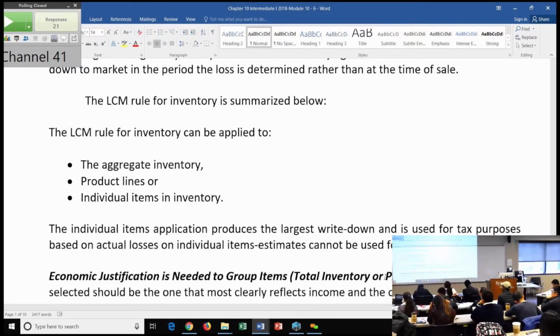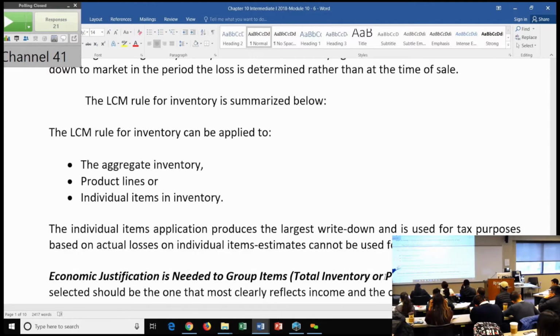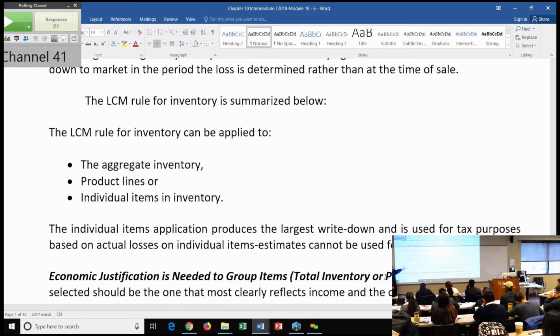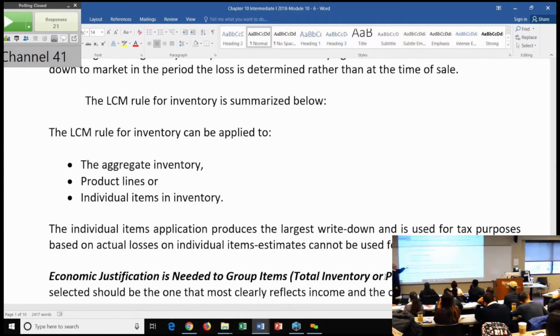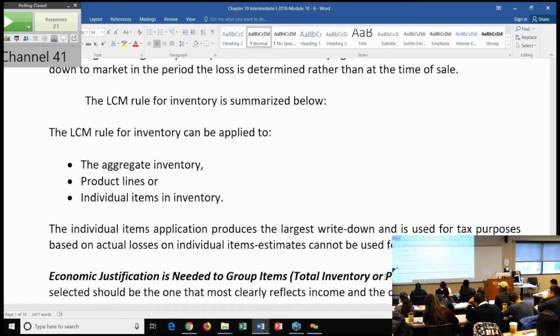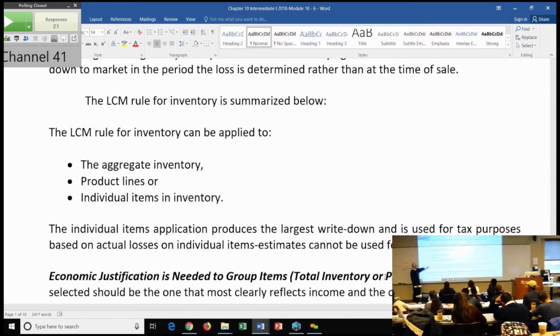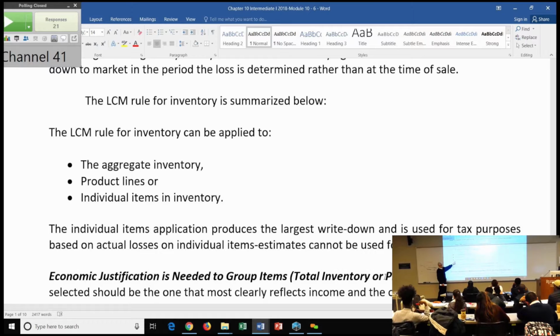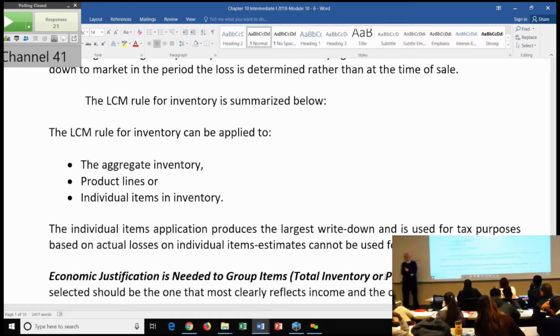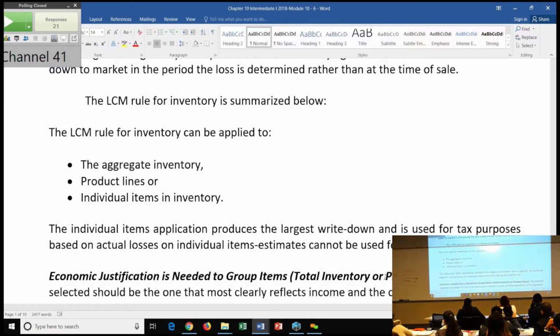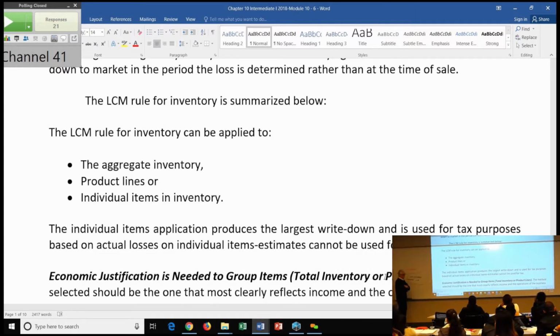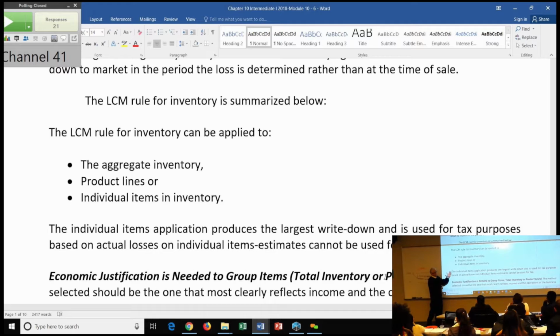Now, as I said, you could apply this like ConocoPhillips did it for their entire inventory, product lines, or individual items. Individual items is required by tax, and you have to have an actual loss. They're not going to accept the estimated. So individual items give you the largest loss. And again, that is something that you have to use for tax purposes. Aggregation is permitted under US GAAP, but you have to have a rationale for it.